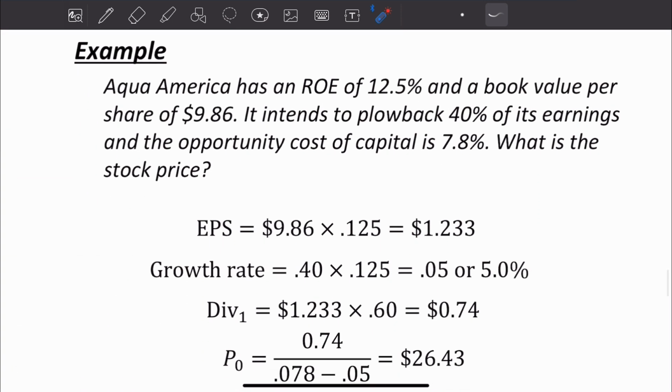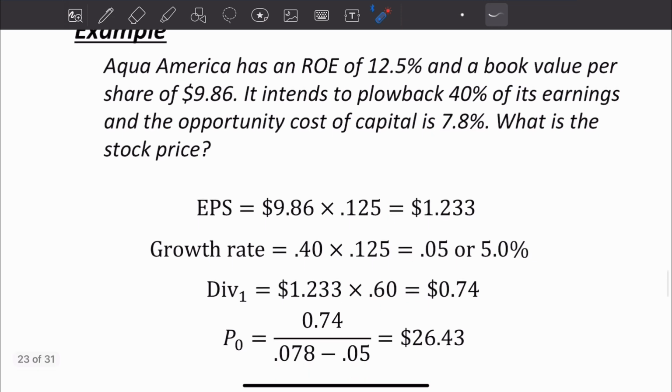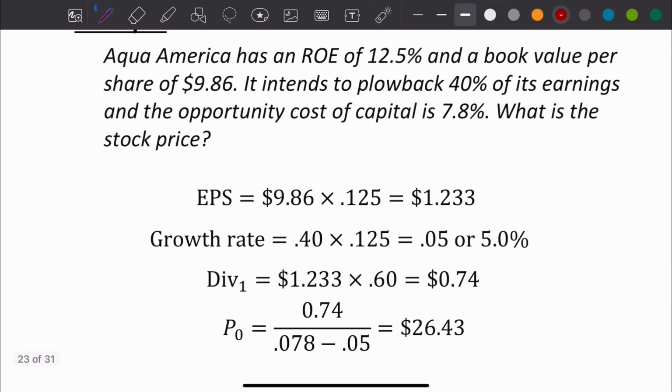Here is an example. Aqua America has a return on equity of 12.5% and a book value per share of $9.86. It intends to plow back 40% of its earnings and the opportunity cost of capital is 7.8%. What is the stock price? Okay. Now here, we want to find the stock price using the Gordon model, right? Which is P0 equals div1 divided by R minus G.